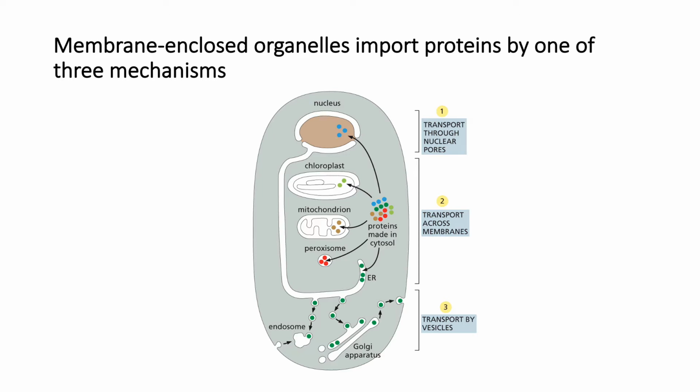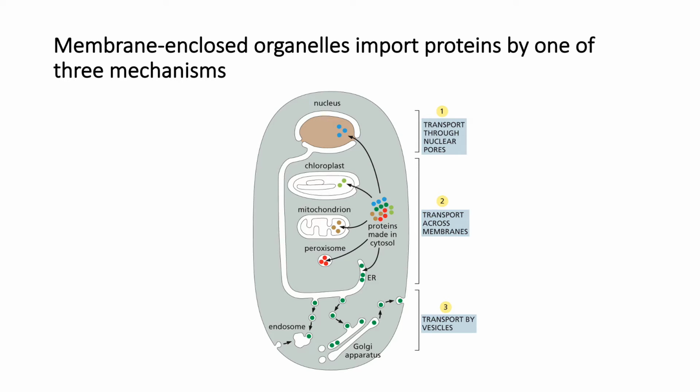Some of the organelles that do not have pores, the proteins are transported across the membrane. So here it shows proteins made in the cytoplasm. Somehow they're transferred across the membrane into the chloroplast, into the mitochondria, into the peroxisome, or into the ER, and we'll talk about that as well. And then there's transport by vesicles. If you look towards the bottom, it shows the ER, the endoplasmic reticulum, transports proteins to the Golgi by means of membrane-bound vesicles that fuse.